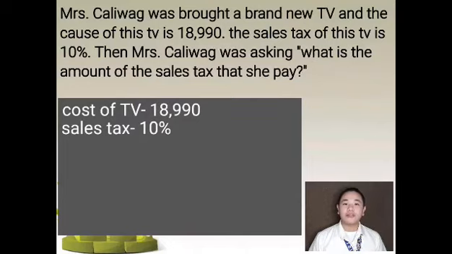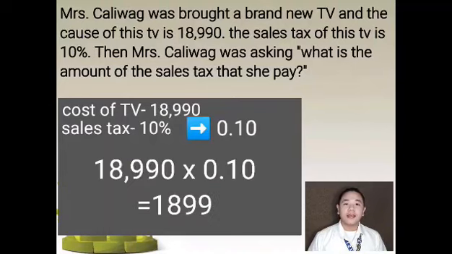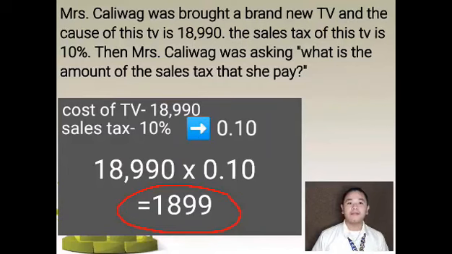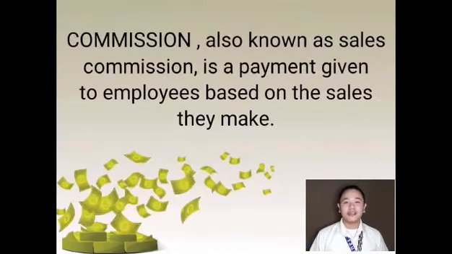To get the amount of sales tax, we need to convert the percentage into a decimal point. So the 10% that we have will become 0.10. Then we multiply it. 18,990 times 0.10 is equal to 1,899. So 1,899 is the amount of sales tax that Mrs. Kaliwag paid.